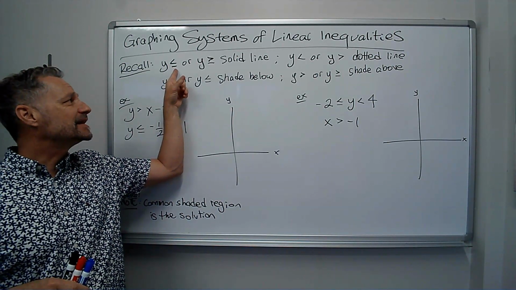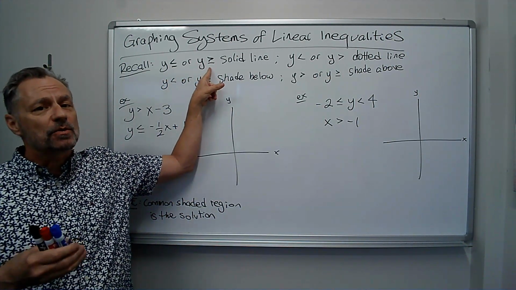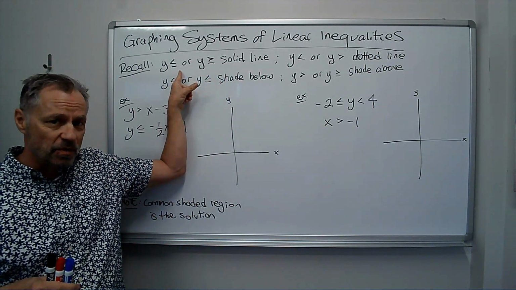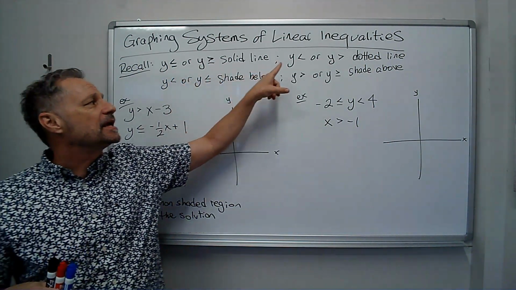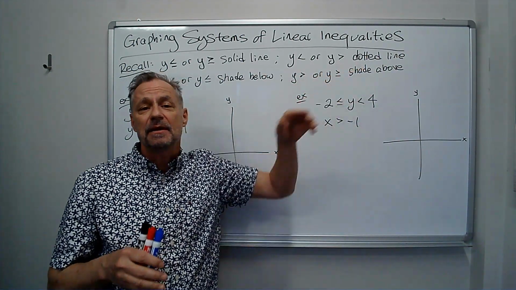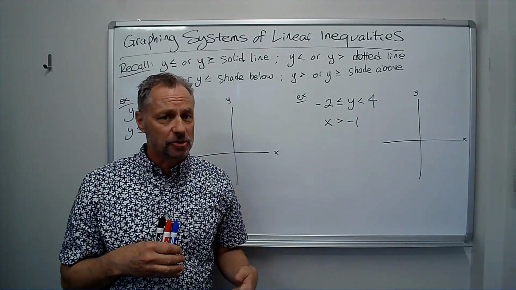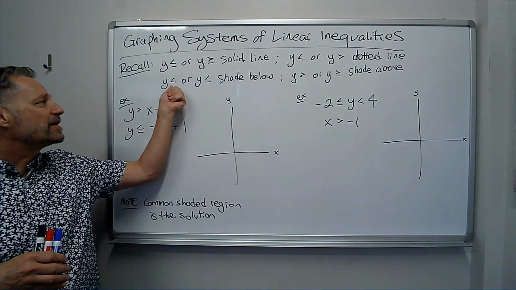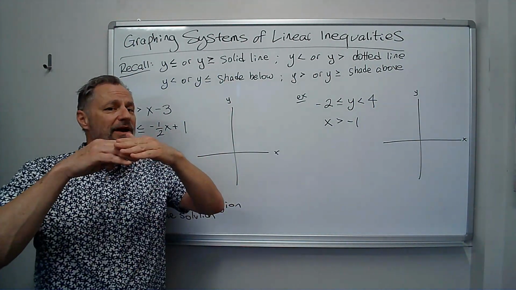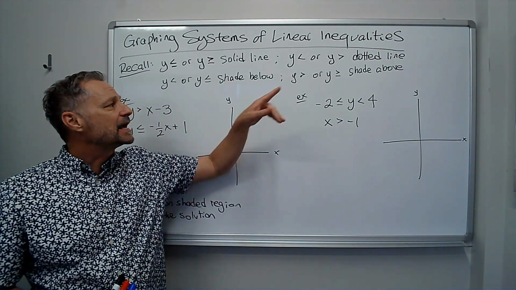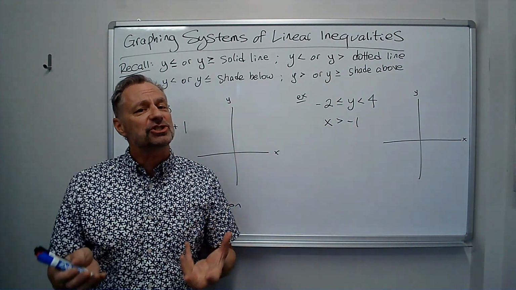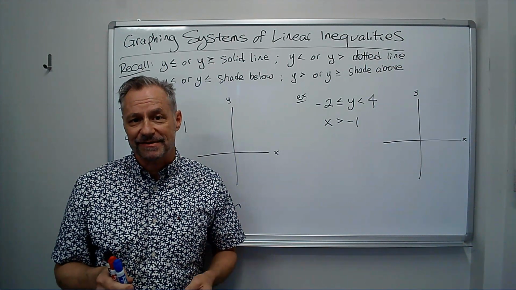If y is less than or equal or greater than or equal to whatever you have on the right-hand side, it's a solid line because you have the equals, which is the line itself. If y is less than or greater than without the equals, it's a dotted line because the line itself is not going to be part of the solution. If we have y less than or equal to, we're going to shade below the line because the y value that's less than this is below it. And if it's y greater than or greater than or equal to, we're going to shade above the line. And we can always check a test point if we would rather do that instead.